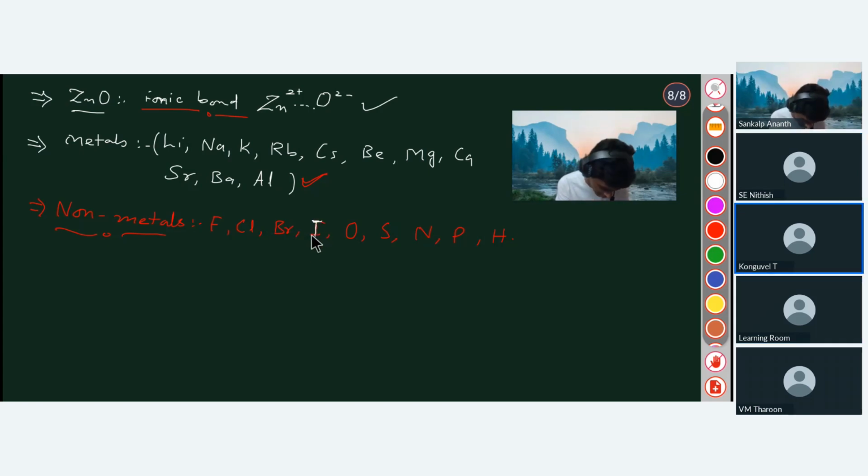Everything is on the periodic table, right? Yes, they are in the periodic table. CS is cesium. Rubidium is 37, right? Exactly, atomic number 37. Cesium is 55.